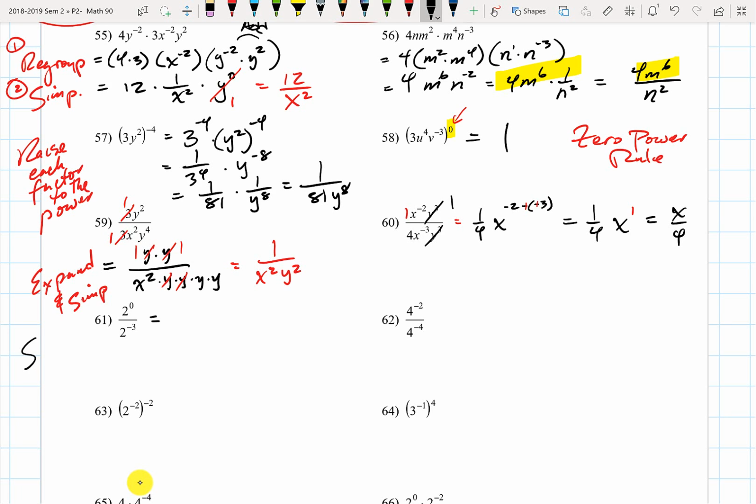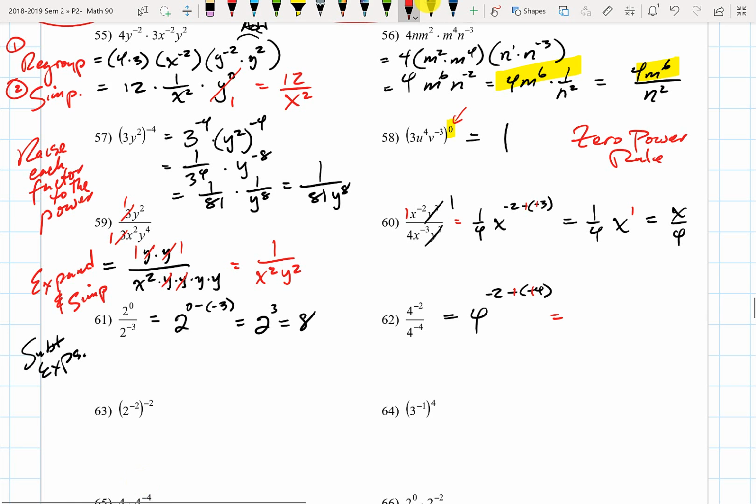So here you want to subtract exponents when you divide like bases. Okay, so here it's 2 to the 0 power divided by this. So it's 0 minus a -3. So that's 2 to the third power, or 8. Same idea over here. 4 to the -2 minus the -4. You have to simplify. Double negative. What does that equal? You get 4 to the 4 minus 2, which is 2, and that's 16.